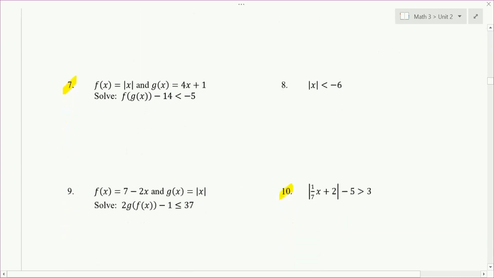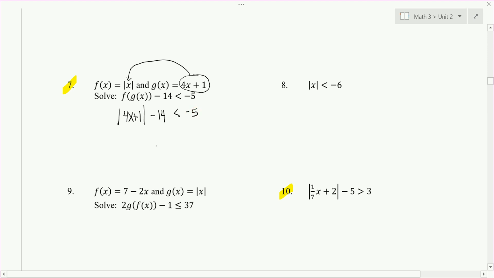Okay, so 7, f of g of x. There's that notation again that says take g of x and plug it in for x into the function f. And so we end up with the absolute value of 4x plus 1 minus 14 is less than negative 5.